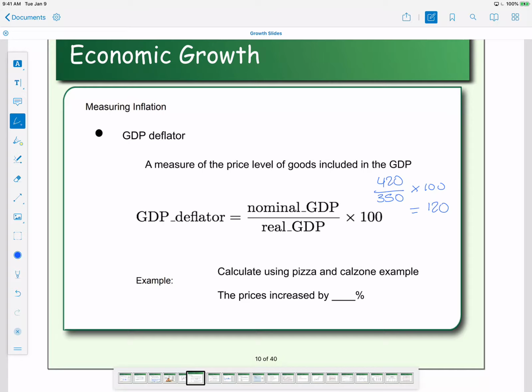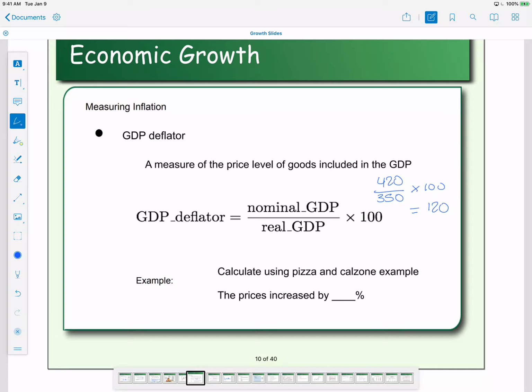And that's because we need to look at what we know about the base year. So when you calculate nominal GDP, it is the value of your goods and services in the current year. And real GDP is the value of your goods and services in the base year. In the base year, nominal GDP and real GDP are going to be the same number.